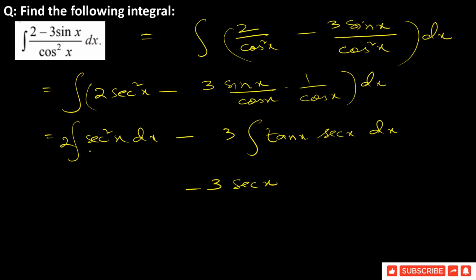And the answer for the integral of secant square x will be tan x. And these two constants remain with it. Plus C. This is your answer for this question. The question seems always complicated, but it becomes so easy when trigonometric identities are involved.